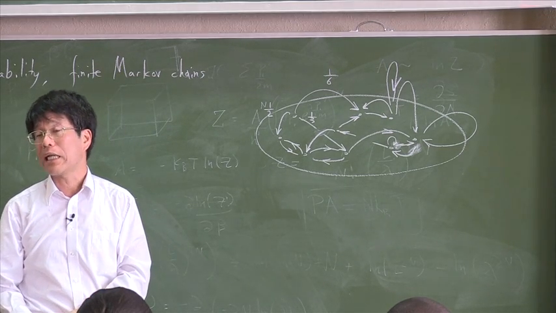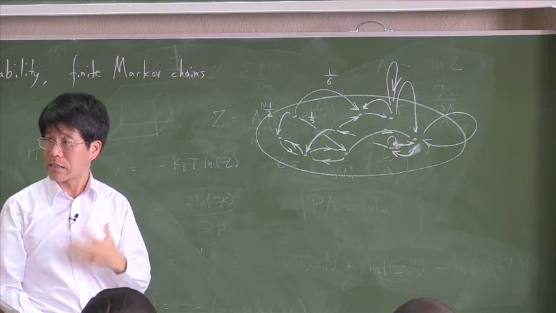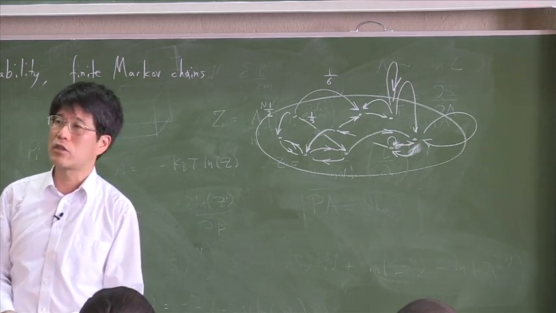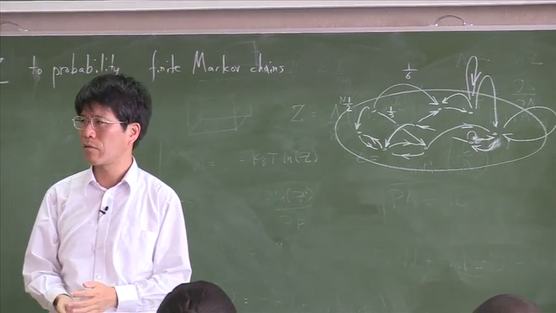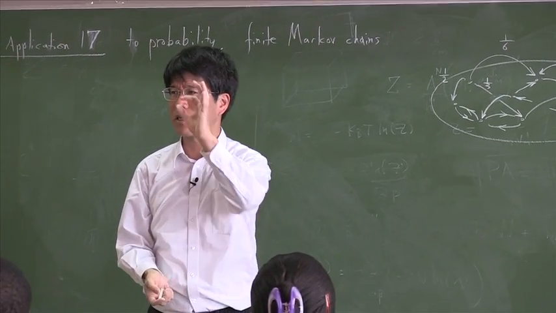Another way of thinking about the same thing is the following. Suppose that you have lots and lots of, can you think of a very small animal?